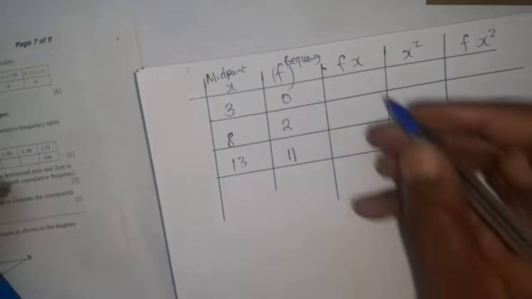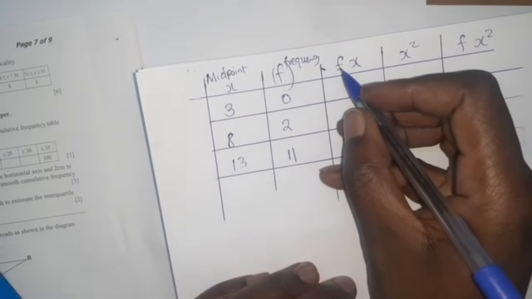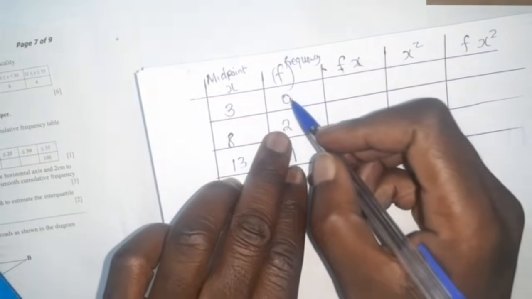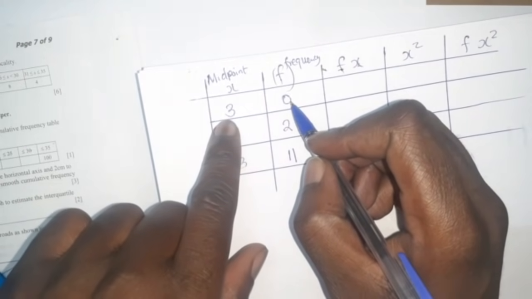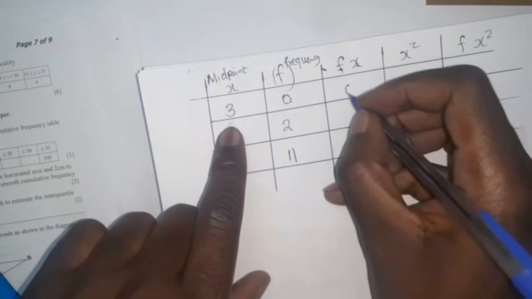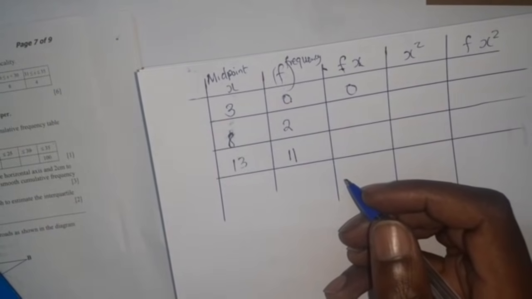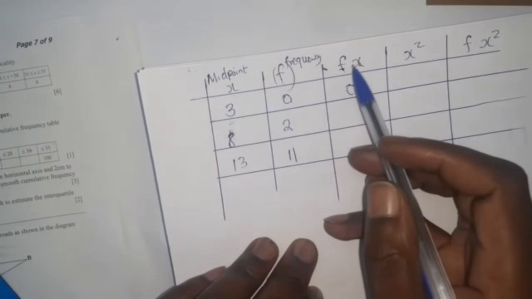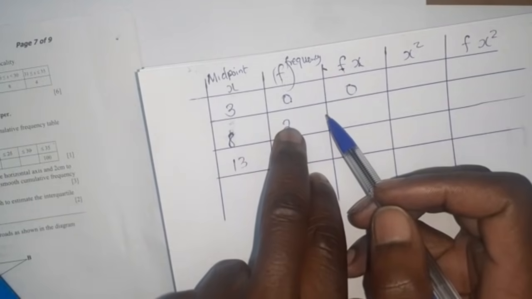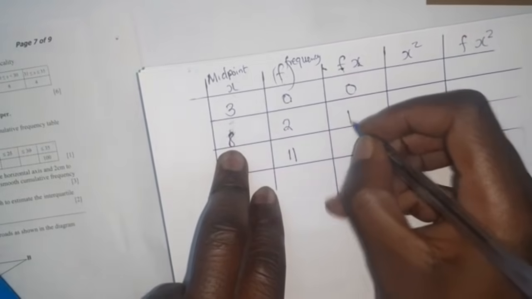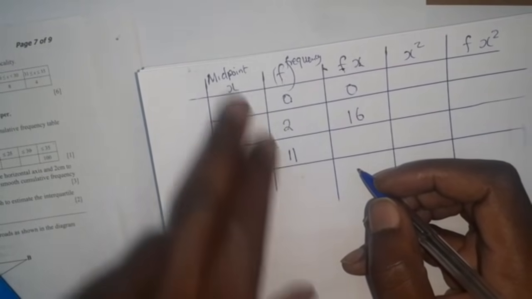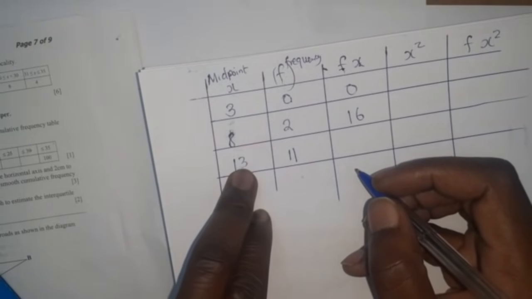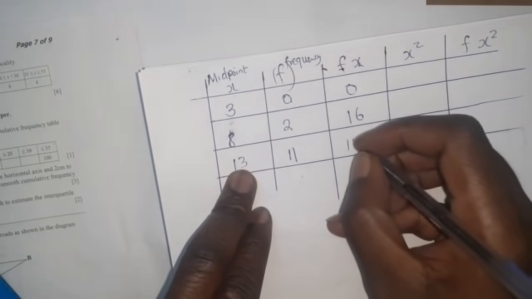Okay. So here, this is fx. F multiplied by x. Our f is here, which is 0, multiplied by x, which is 3. When you multiply these two, they will give you 0. Then here we have f multiplied by x. Our f is 2 and x is 8. So you get 16. Here our f is 11 and our x is 13. When you multiply these two, what do you get? 143.